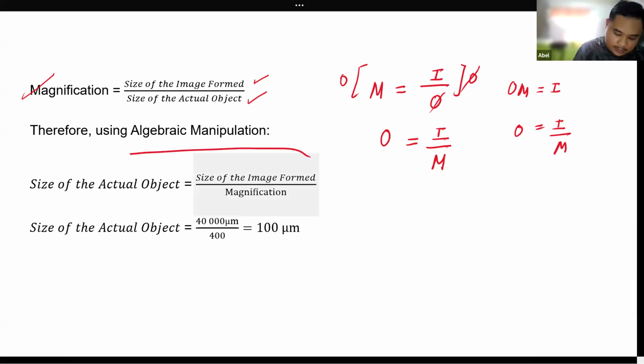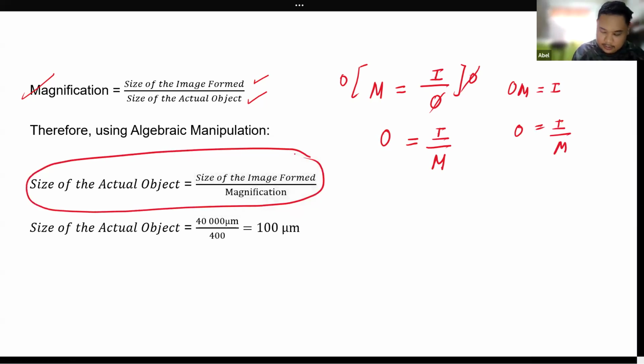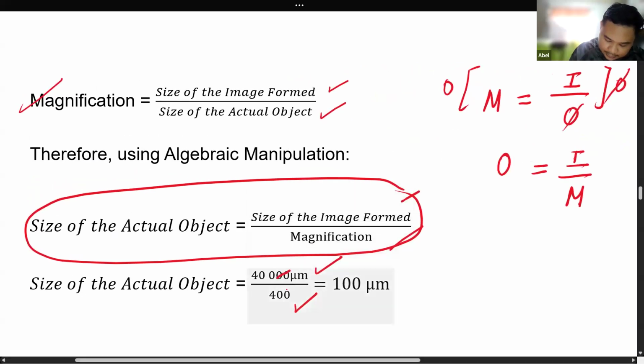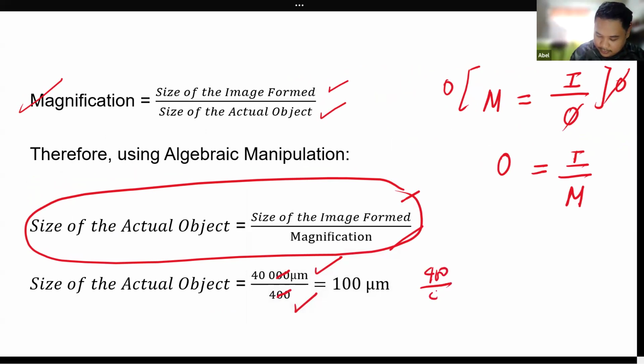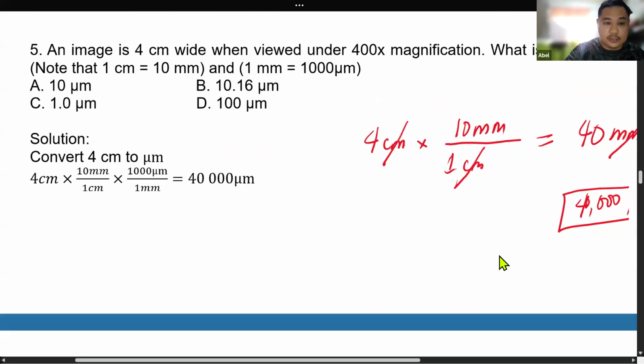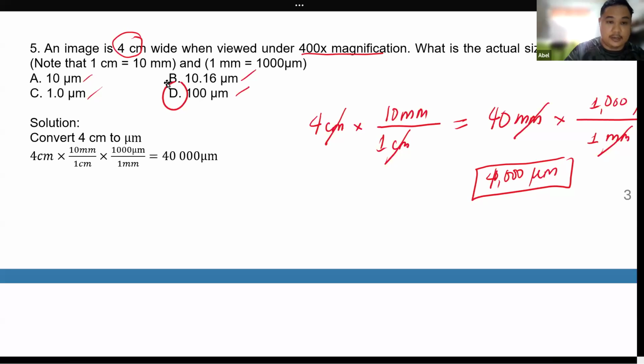And so what is now our formula? The size of the actual object equals the size of the image formed over magnification. So by doing that, that would be 40,000 micrometer divided by 400. Now you can see here that I can cancel out the two zeros, right? And so that would be 400 over 4. That is 100. And so that would be 100 micrometer. And so that is now our answer for number 5, which is letter D, 100 micrometer.